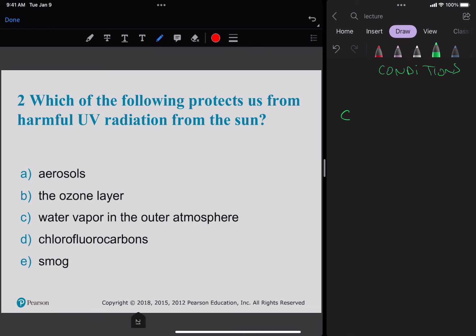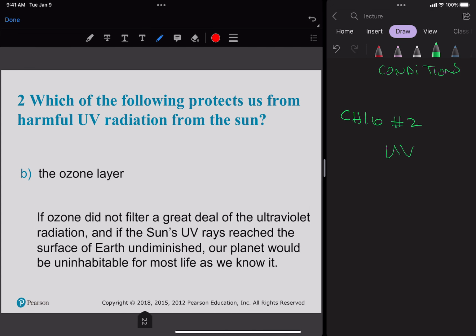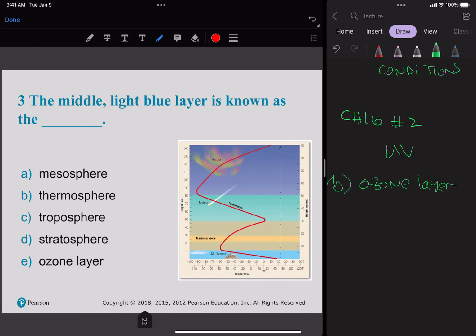Okay, chapter 16, number 2. Which of the following protects us from UV radiation? So protection from UV is offered by which of the following? And it is going to be B, the ozone layer. So that's B.